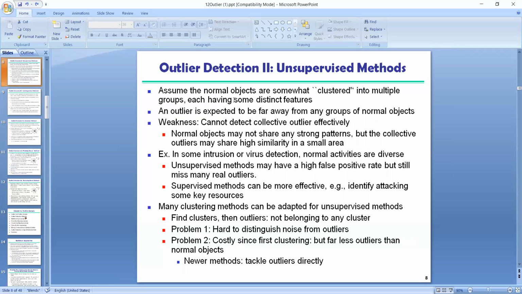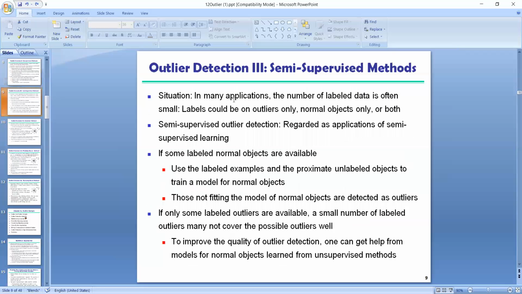Because all the collective outliers may be following the same pattern. So normal objects may not share any strong patterns, but the collective outliers may share high similarity in a small area. Examples of this type of methods are in some intrusion or virus detection. Normal activities are diverse. So unsupervised methods may have a high false positive rate but still miss many real outliers. Supervised methods can be more effective than the unsupervised methods. Now many clustering methods can be adapted for unsupervised methods. So some clustering methods we can also make use of in the case of unsupervised methods.